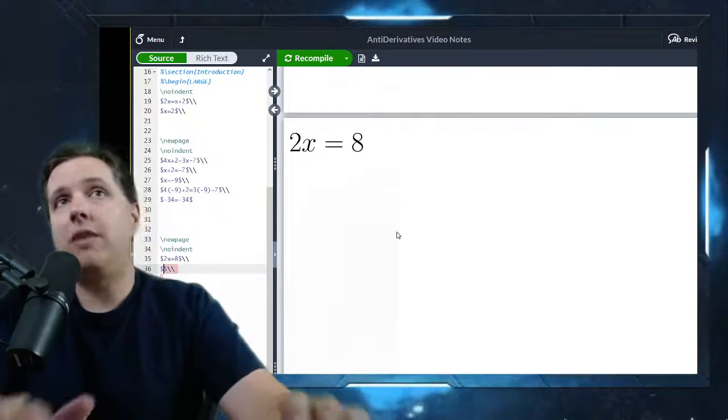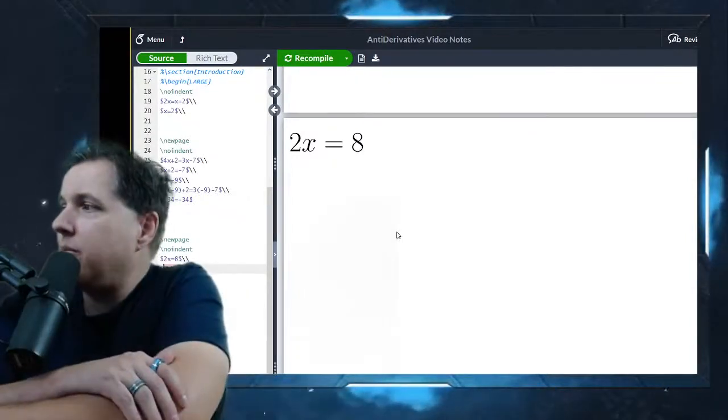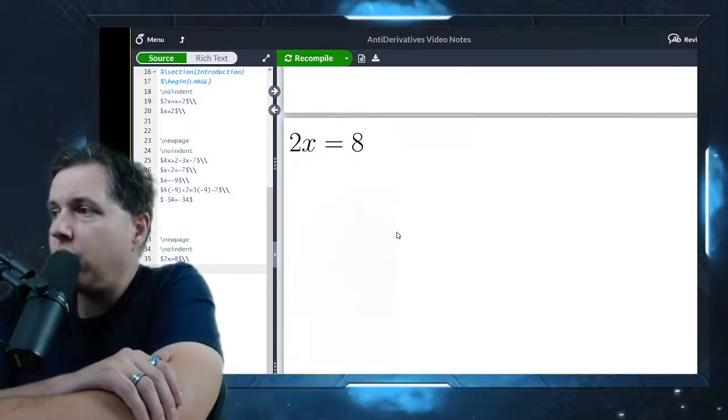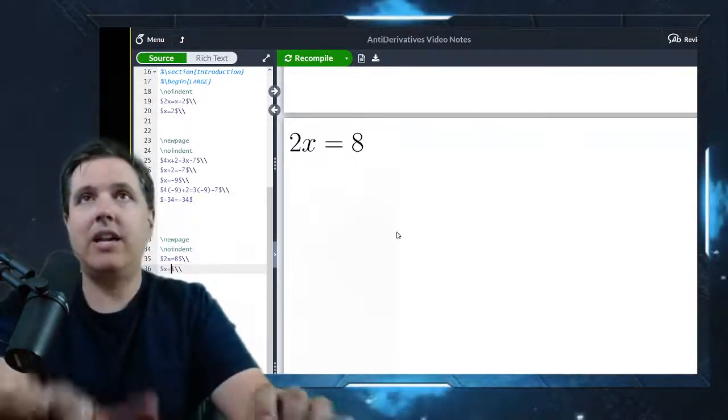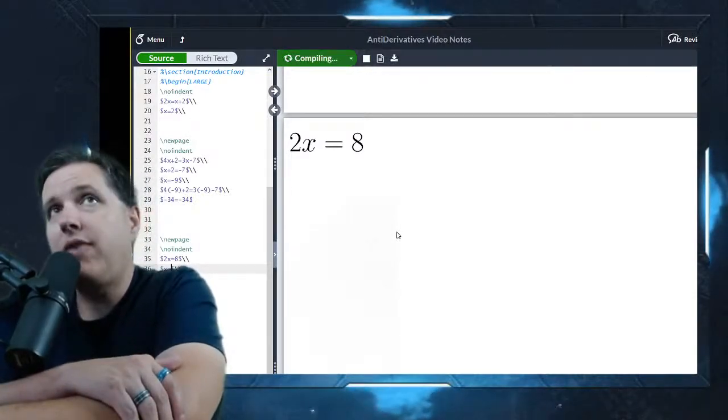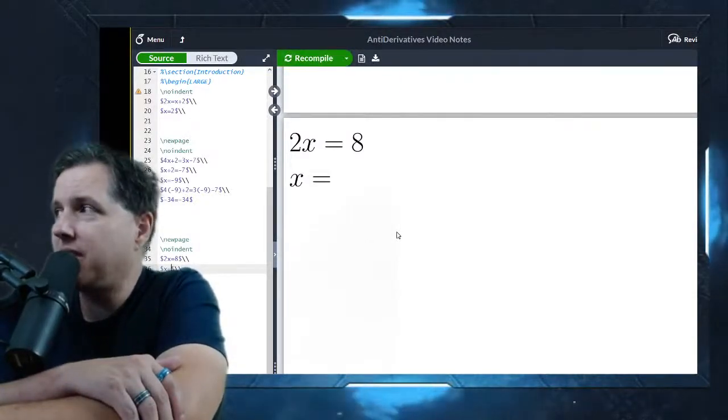So why don't I divide both sides by 2? Why am I dividing both sides by 2? How did I know to do that? Well, remember our goal is always to isolate the x. We want to get to where we have x equals and then some number. Well, if I have 2x equals, then I have to get that x by itself.